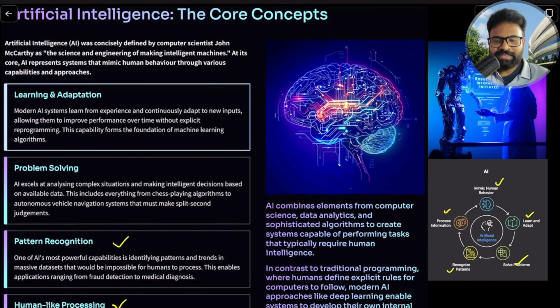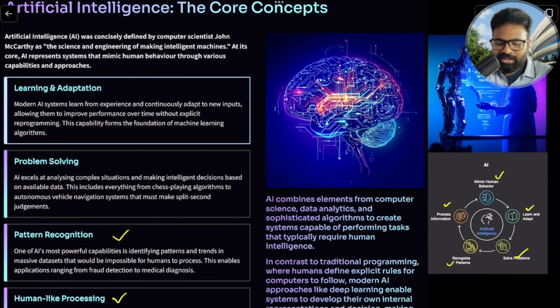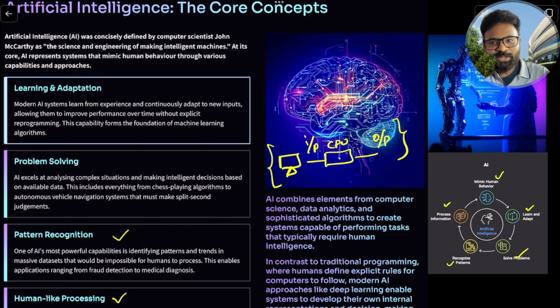Just to give one more example: initially you will have a computer system, you give an input, the CPU is going to process, and then it will give the output. It's the same logic with respect to artificial intelligence systems also, but the use case and the models vary according to your need. So that's the understanding you should have with respect to artificial intelligence.